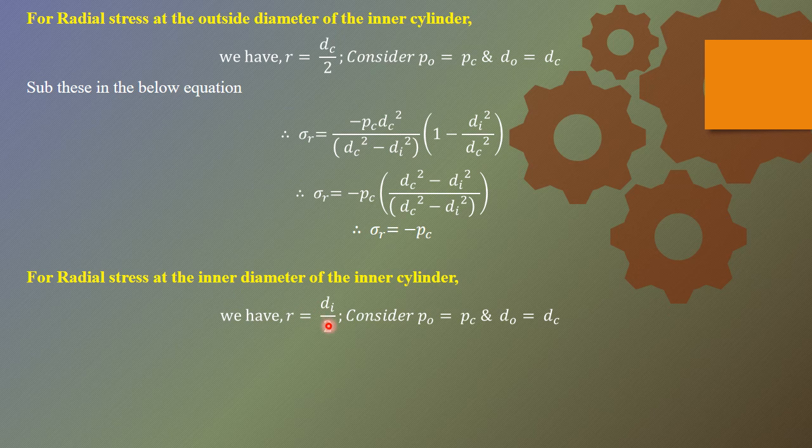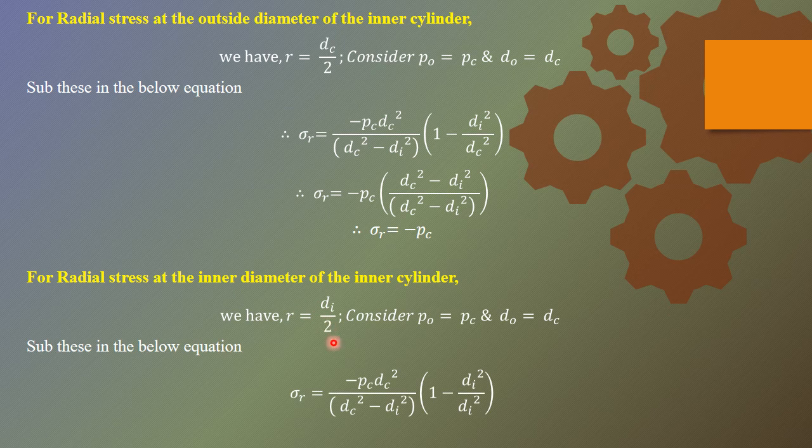And the last condition remaining, that is the radial stress at the inner diameter of the inner cylinder, where R will be equal to di by 2. When you substitute, you can see here di and di will get cancelled, so 1 minus 1 will be 0. So sigma R will be 0 in the case of the inner diameter of the inner cylinder. So these are the different values of radial and tangential stresses at the inner and outside diameter of the inner cylinder as well as the outer cylinder respectively.